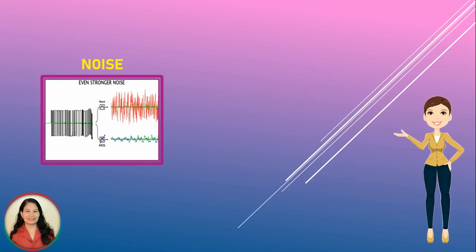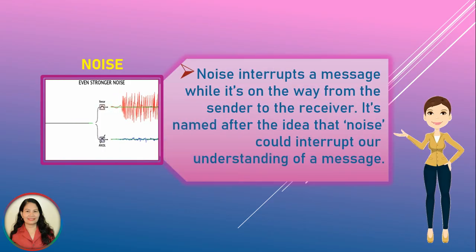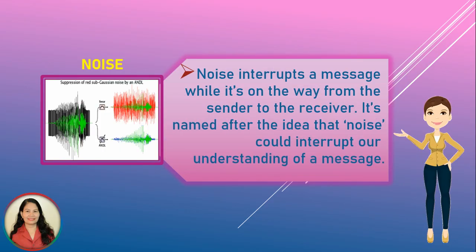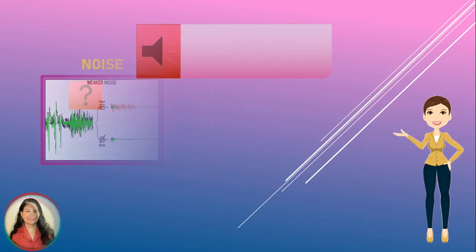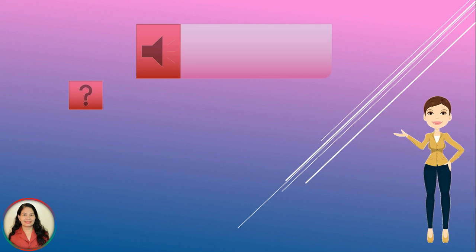The fourth concept is noise. Noise interrupts the message while it's on the way from the sender to the receiver. It is named after the idea that noise could interrupt our understanding of a message. There are two types of noise: internal and external.